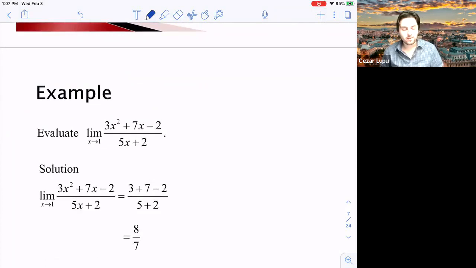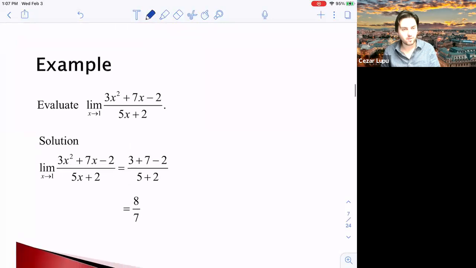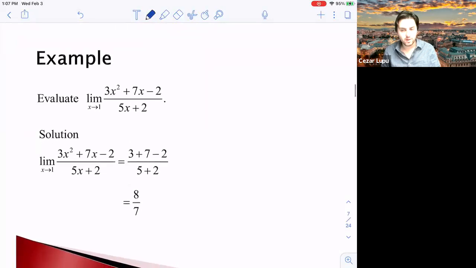So when you plug in x equals 1, you will get that the limit as x approaches 1 of 3x squared plus 7x minus 2 over 5x plus 2 is nothing else than just 8 over 7. Just plug it in and do the operation. So, okay, that's again a fairly easy one, and we're lucky in this situation.